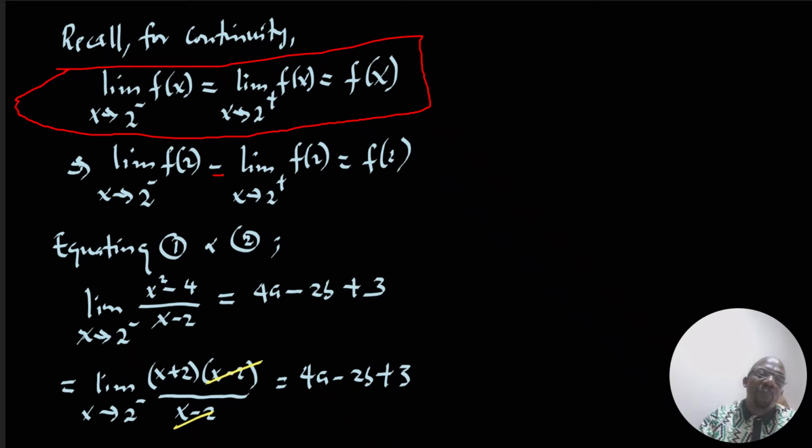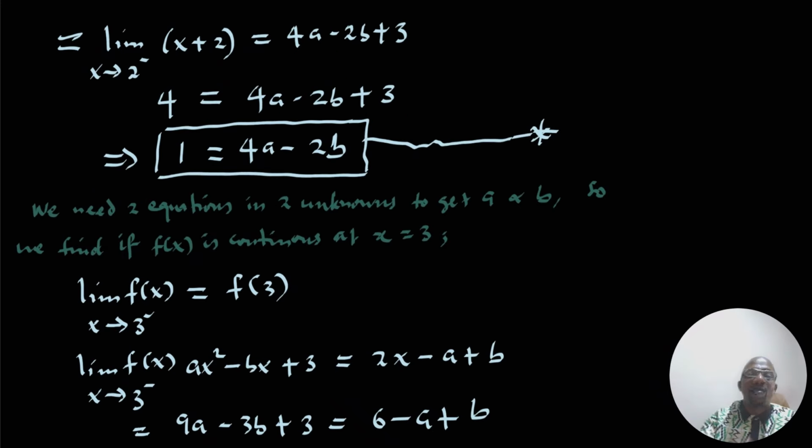You can see that if you put 2 here, it will not give us what we want. If you put 2 here, 4 minus 4 is 0, and 2 minus 2 is 0. So you need to factorize, because this is a difference of squares. We now factorize it. x minus 2 cancels out, leaving x plus 2 over 1, and that then gives us the next one.